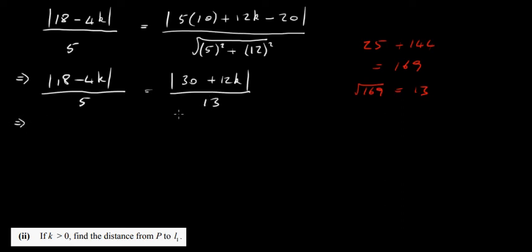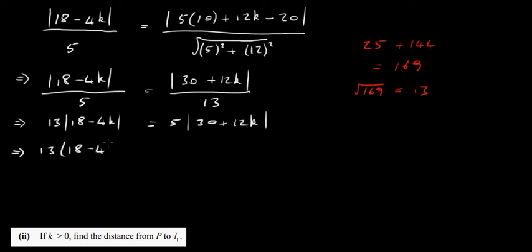Now again, we've got a fraction equal to a fraction here, so we can cross multiply, or multiply across by 5 times 13. So we end up with 13 times the modulus of 18 minus 4k is equal to 5 times the modulus of 30 plus 12k. Now we have a modulus on the left hand side and a modulus on the right hand side. So what we can write down here is 13 times 18 minus 4k can be equal to plus or minus this 5 times 30 plus 12k.